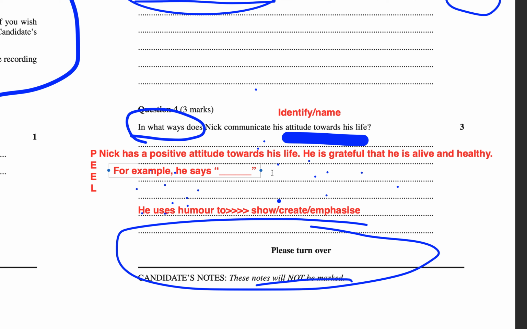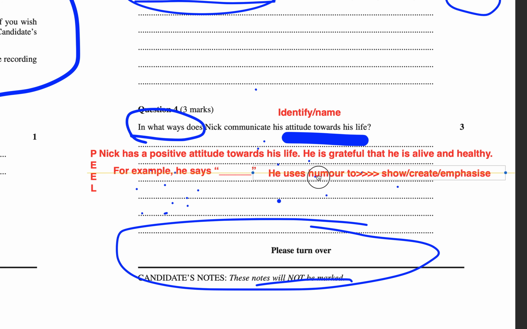positive adjectives or negative adjectives or compliments or derogatory language, then you can just include words, but put them in quotes to show that he said that. And then you talk about the technique and the effect of that. Your link should be, therefore, Nick's positive attitude towards his life is communicated through the language techniques he uses.